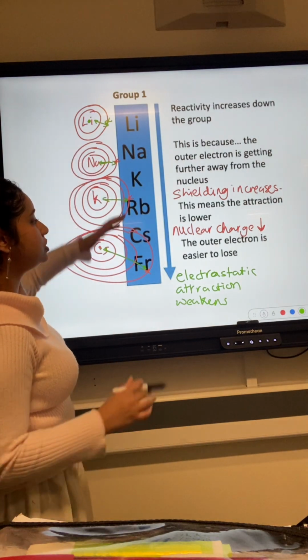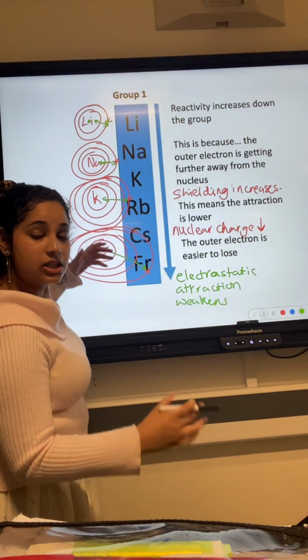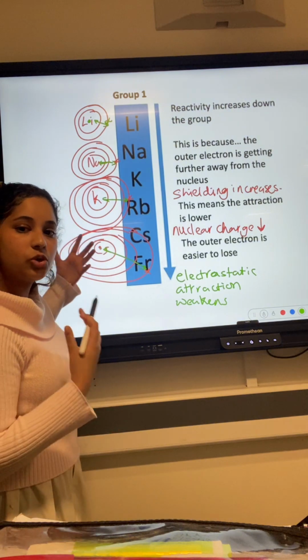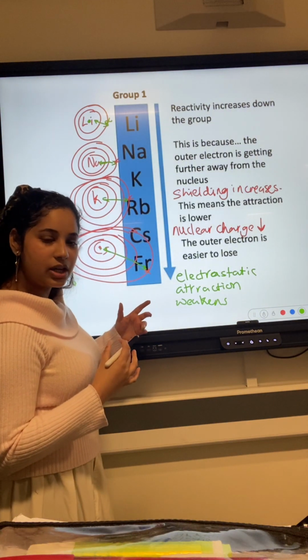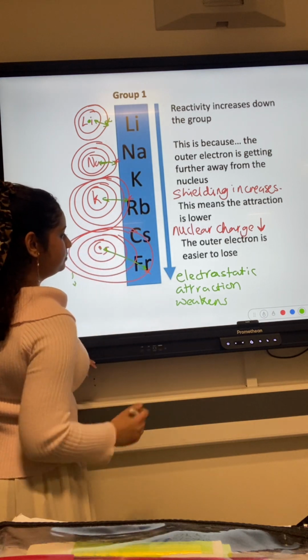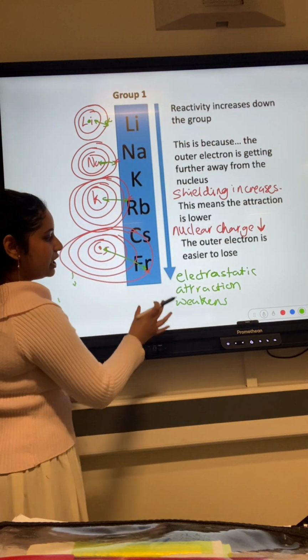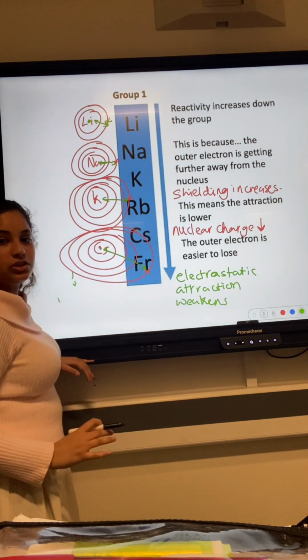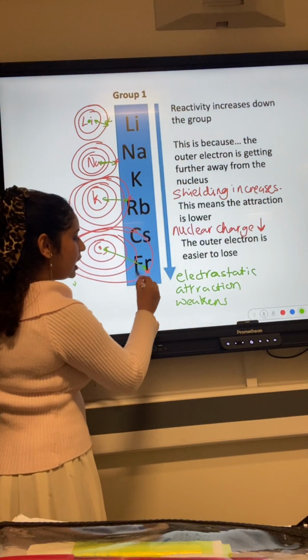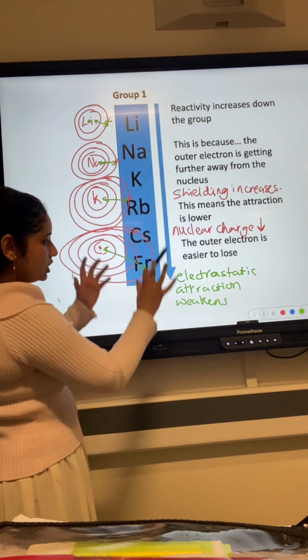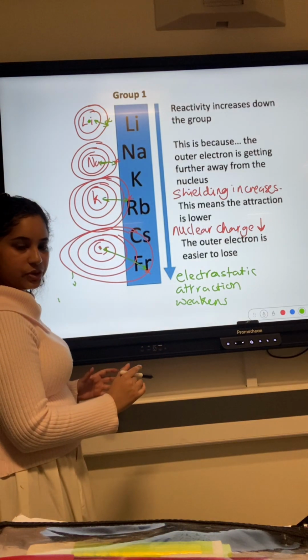That's also to do with the shielding, because there are more shells, that causes more shielding. So in a way, these shells act as a bit of a barrier for the attraction. So these shells act as a barrier which weakens the electrostatic attraction between the positively charged nucleus and the outer shell electron. Right, as we go down, all of this is happening, okay?